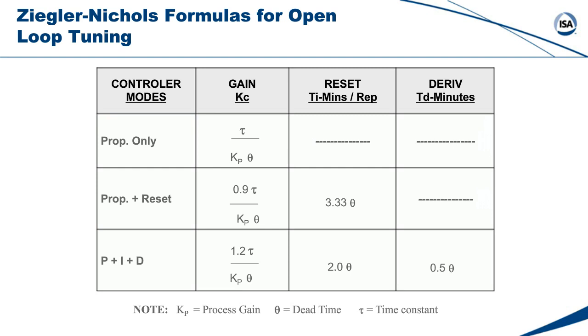Using the values of process gain, Kp, time constant, tau, and dead time, theta, we can calculate the value of the tuning parameters for each combination of controller modes. These relationships were derived from mathematical treatment of the first-order process with dead time response model by two gentlemen, Ziegler and Nichols, both of whom were process control engineers prominent in the field from the late 1930s through the 1970s.